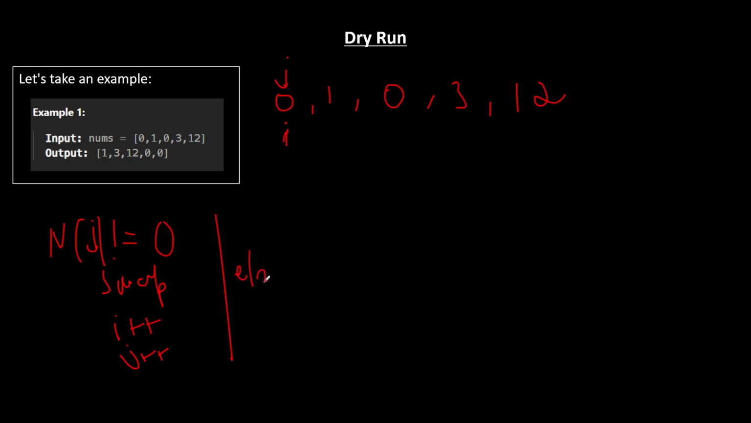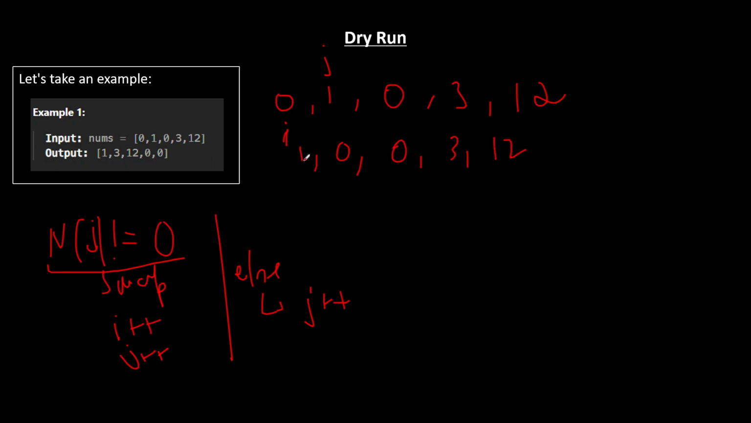Else, only j plus plus. Fine. In this case, we can see that nums of j is equal to 0, so j will be incremented and j will come here. Now our first condition becomes true. Here nums of j is not equal to 0. We will swap these values, right? So after swapping, it will become 1 comma 0, 0, 3 and 12.